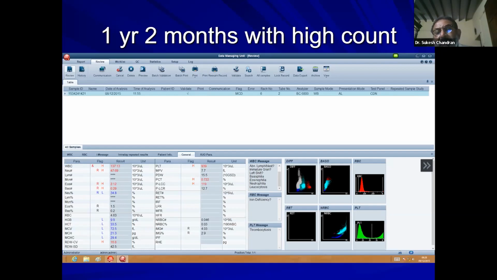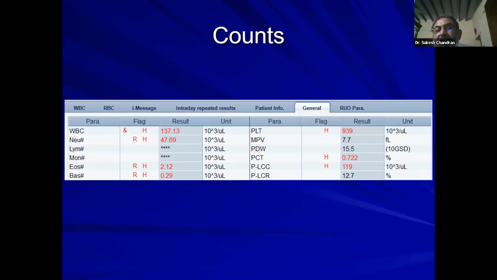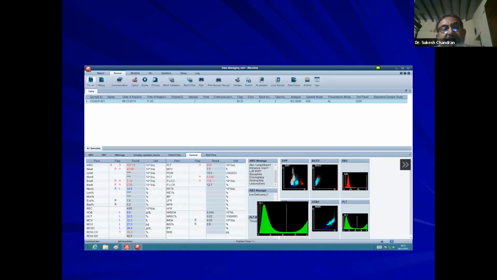So, yes, there were reactive lymphocytes. There was an infection. If you look at the neutrophils and the lymphocytes, they look very reactive. And there are even flags of blasts and all those things. But what attracted my attention was the platelet count was 10 lakhs, 9,39,000, with a lot of reactive lymphocytes and reactive neutrophils. But look at the platelet histogram, it was normal.